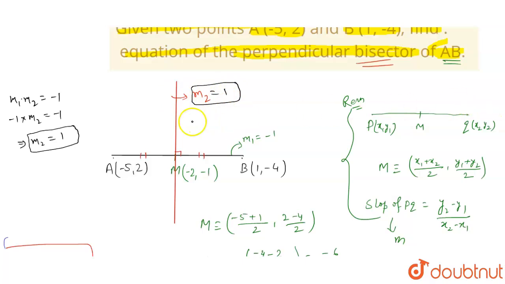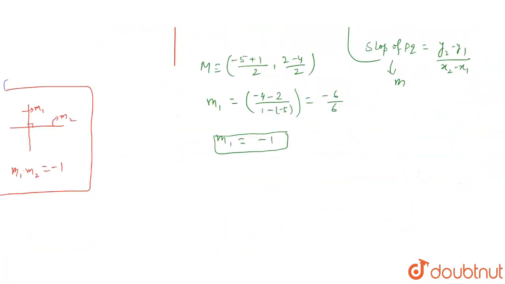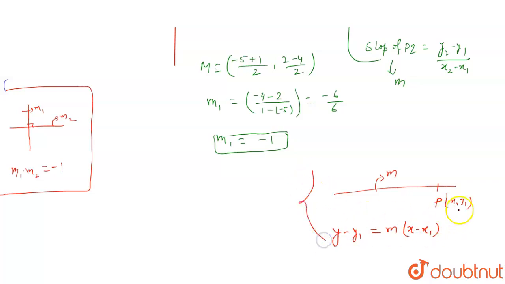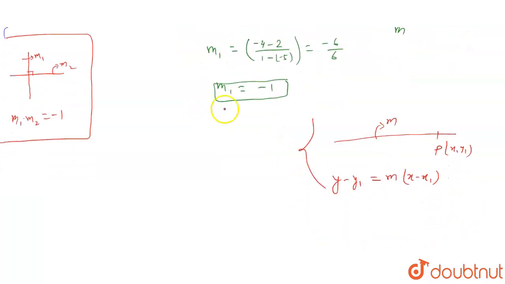Now what will be the equation of this line? We know the slope of this line, and we also know a point on this line which is -2 comma -1. So again there is a concept. If you have a line which is passing through a point x1 comma y1, and we know the slope of this line is m, then the equation of this line will be y minus y1 is equal to m into x minus x1. This is the concept. So we will apply this concept here.